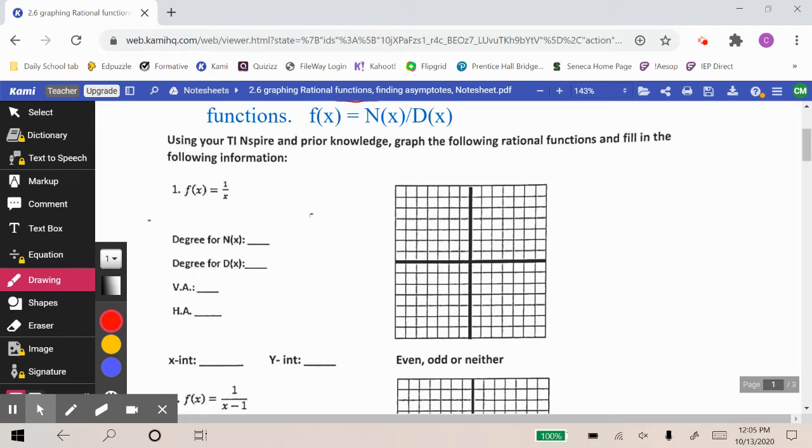We've graphed this before. I already know this is the boomerang shape. The VA is whatever value gives you 0 in the bottom, so that's the easiest way to get the VA. The HA was also y equals 0. So when we graph this, it doesn't hit the x-axis or the y-axis.